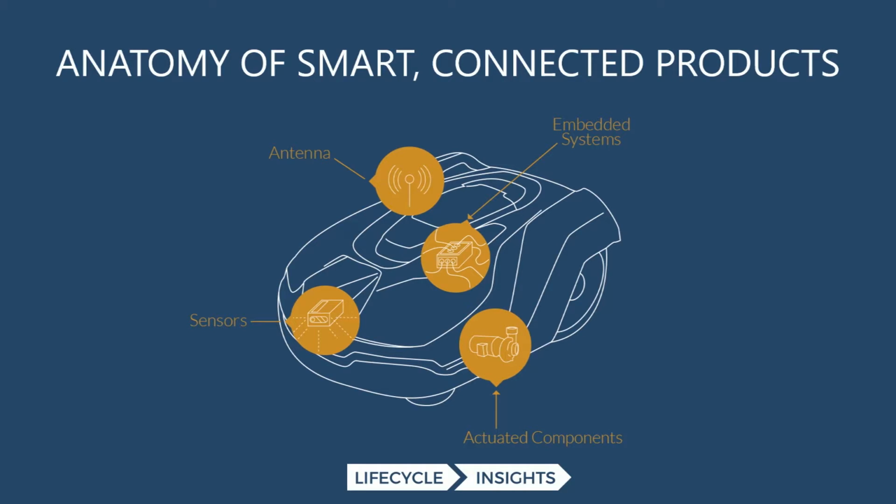Next up, you have actuated components. These actuated components actually allow the smart connected product to provide some control over its own operating environment and its own operation. Finally, we have traditional mechanical hardware. So these are the non-actuated components, maybe like the case or the covering, wheels, gears, and things like that.